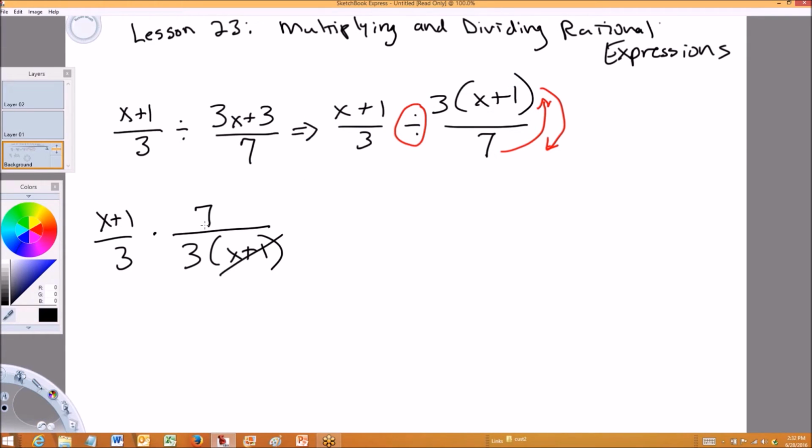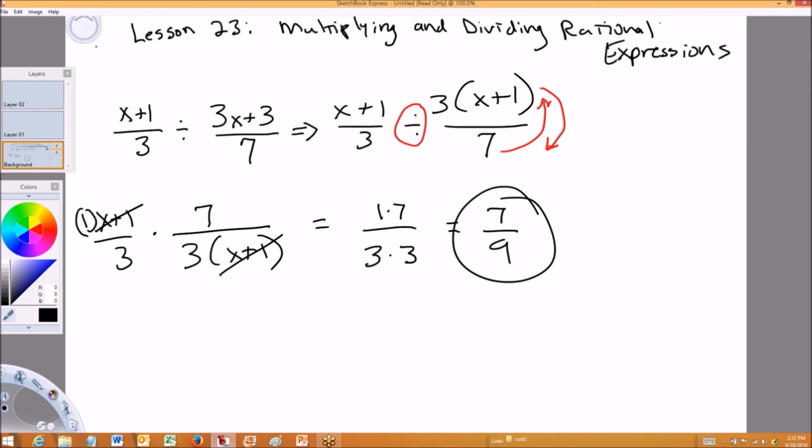And hopefully you notice that these can cancel out. And multiplication is very simple. So this is equivalent to 1. We also have to clarify that x here cannot be a -1.